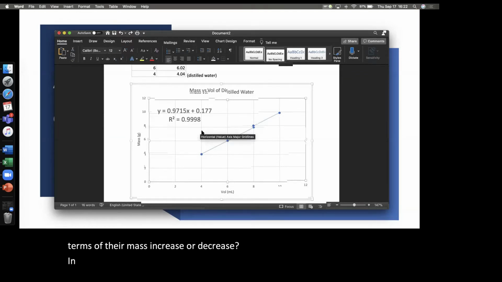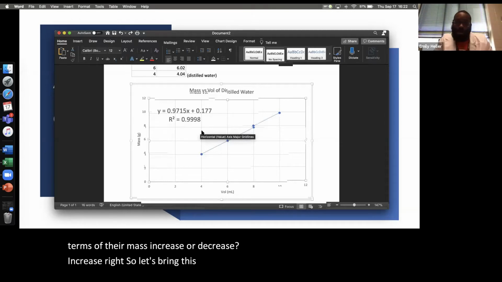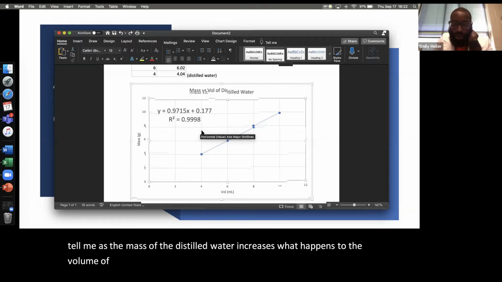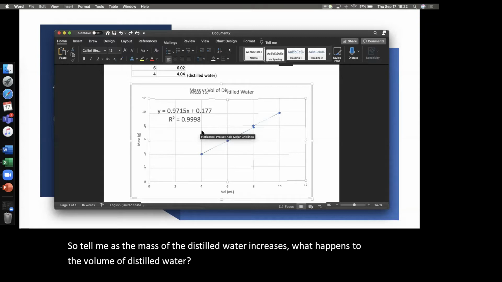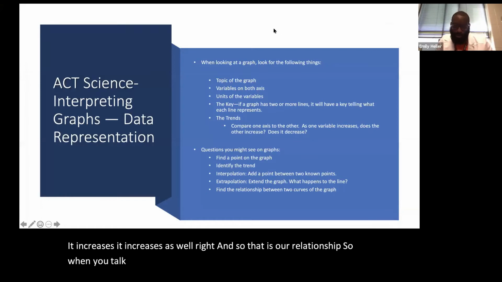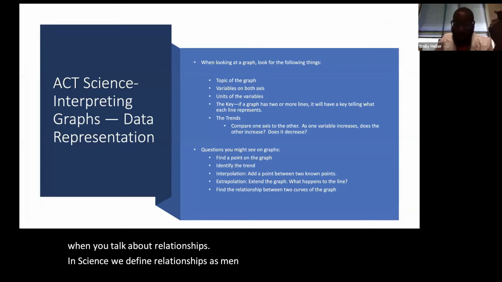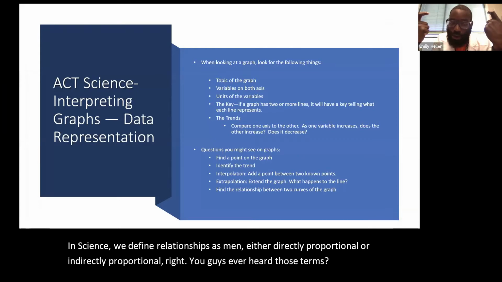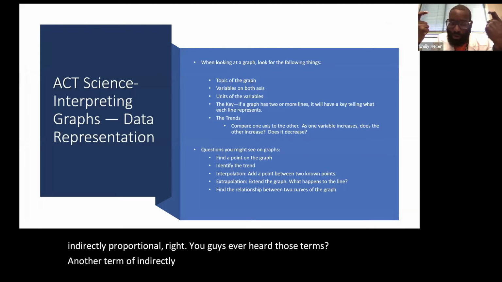So now let's bring this into focus on this particular graph. Tell me, as the mass of the distilled water increases, what happens to the volume of the distilled water? It increases as well, right? And so that is a relationship. When you talk about relationships in science, we define relationships as being either directly proportional or indirectly proportional, all right? You guys ever heard those terms? Another term is inversely proportional.